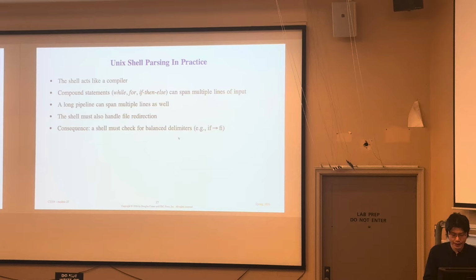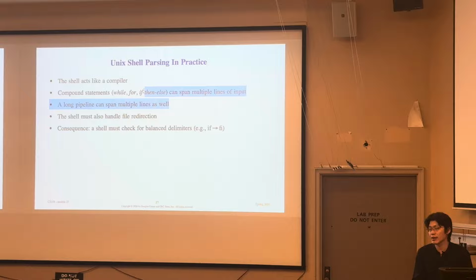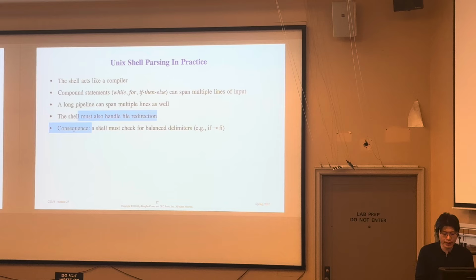All right. So the shell will act like a compiler. It will handle compound statements, this while, for, if, and else, that can span multiple lines of input. A long pipeline can span multiple lines as well. So this is what you often see in a shell script. A shell must also handle file redirection. It must check for the consequences. It must check for balanced delimiters. Sometimes it will become this kind of weird character that you check for.